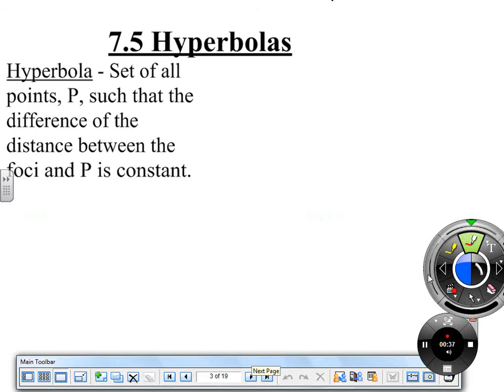All right, so on page 13, we first want to write down the definition. So a set of all points P such that the difference of the distance between the foci and P is constant. And we talked about what this means, so it would probably be nice to draw a little picture for you guys. Just a little sketch of the hyperbola.